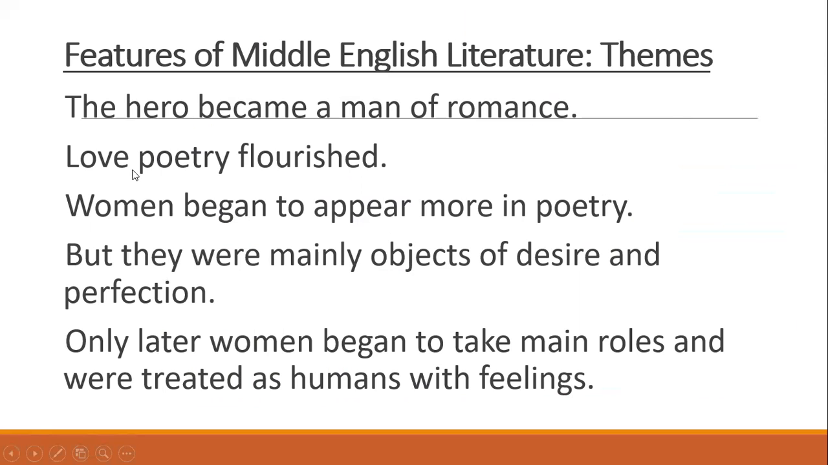Also, you should know that in the Middle English, love poetry flourished. People started, as I said before, looking for new themes because they started settling down. So, love poetry flourished. They started to talk about their love, and in some parts of the Canterbury Tales that we did not mention here, Chaucer talked about love and romance as well. Women began to appear more in poetry, and this is very important. As women began in the Middle English to appear in poetry, they started to have their own voices.